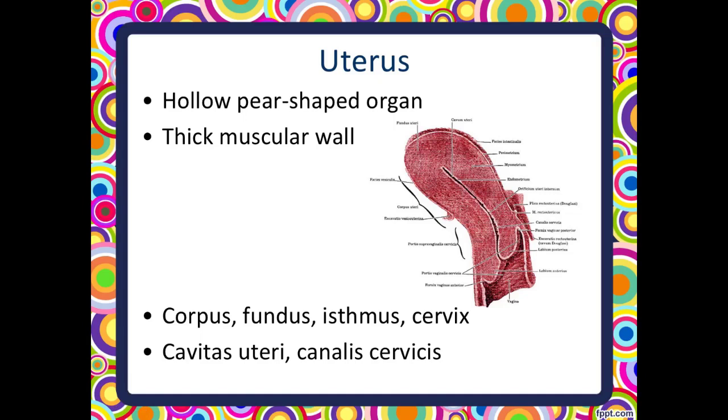So the other is the uterus, which is a hollow pear-shaped organ with a thick muscular wall. It has some parts: fundus, corpus, isthmus, and cervix. Cervix is divided by the insertion of the vagina into the supravaginal part and vaginal part.